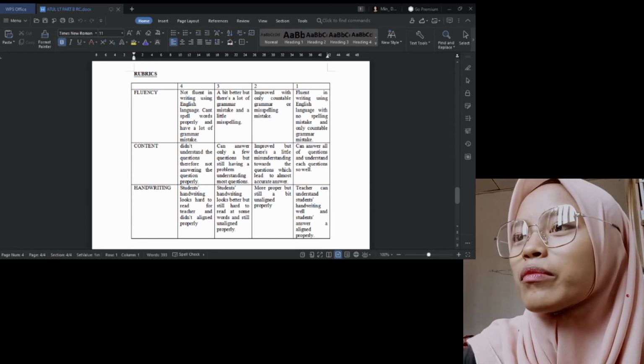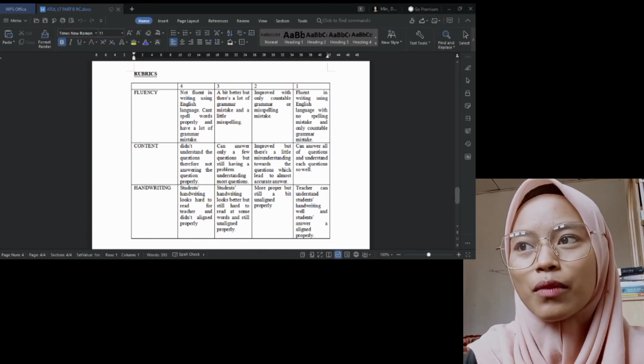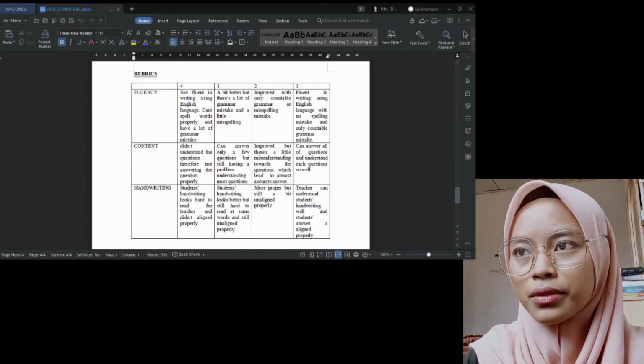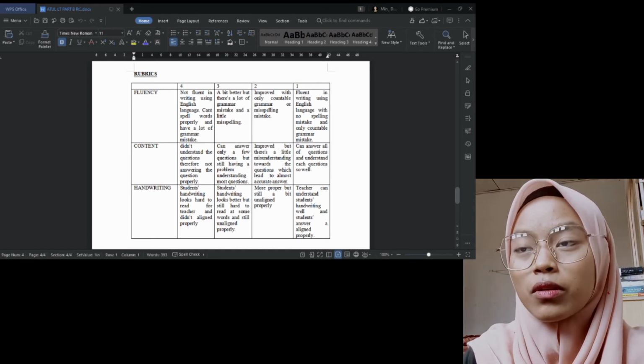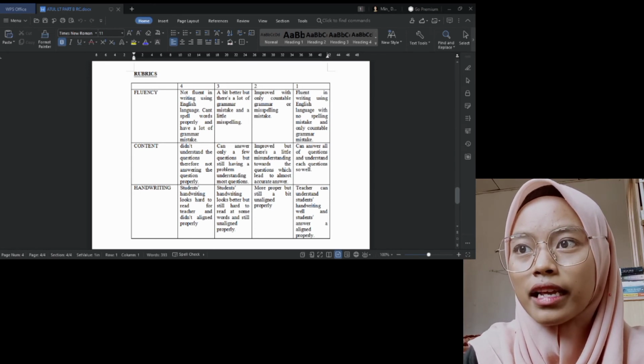Okay. So number 3, students' handwriting looks better but still hard to read at some words and still unaligned properly. Number 2, proper but still a bit unaligned. And number 1, which is the highest, teacher can understand students' handwriting well and students' answers are aligned properly.